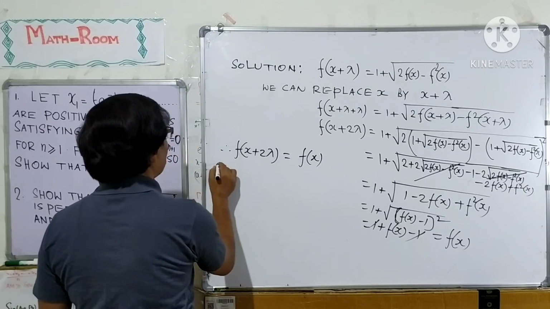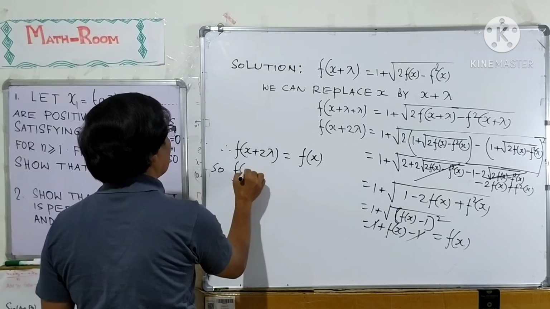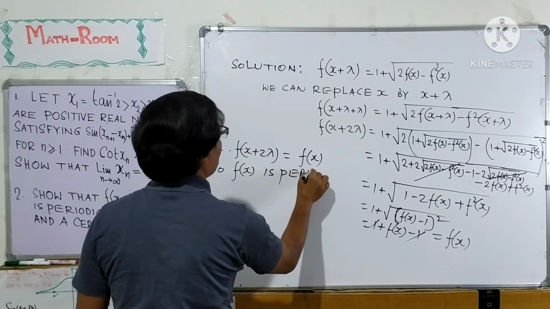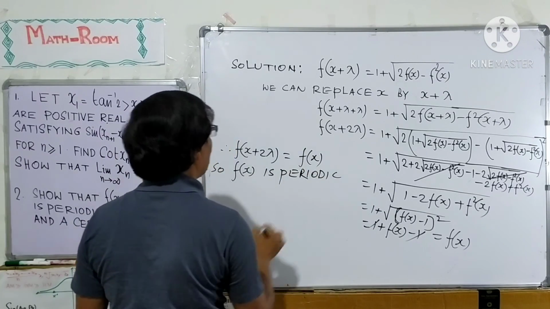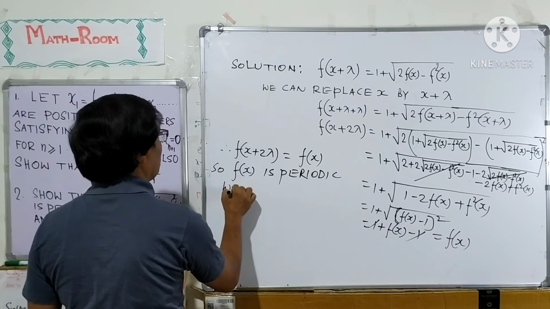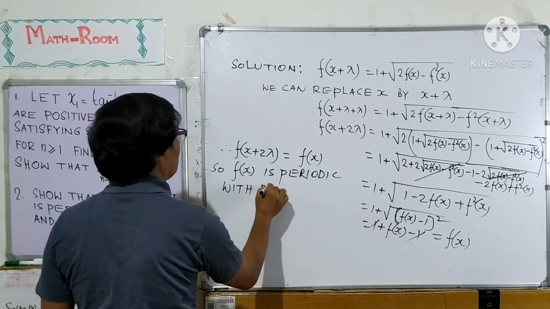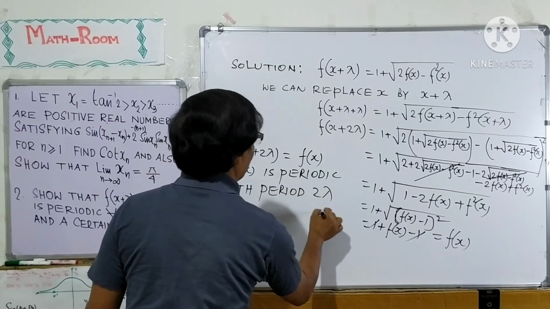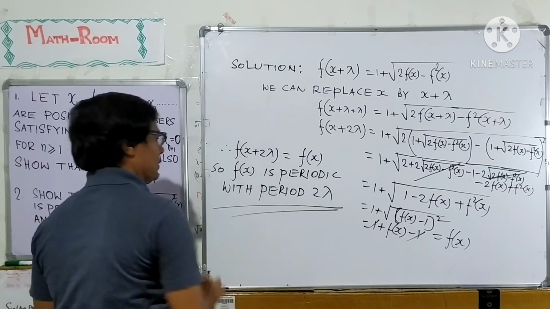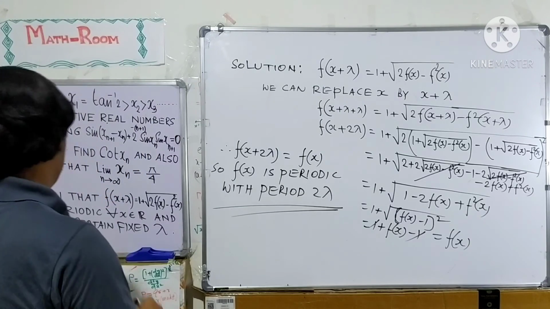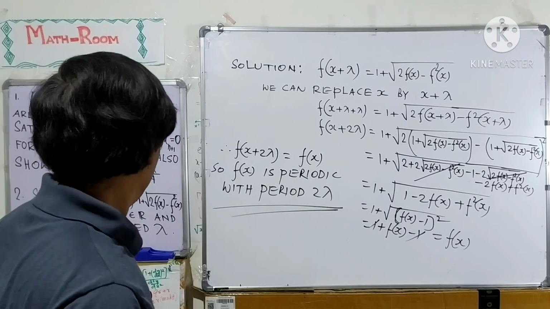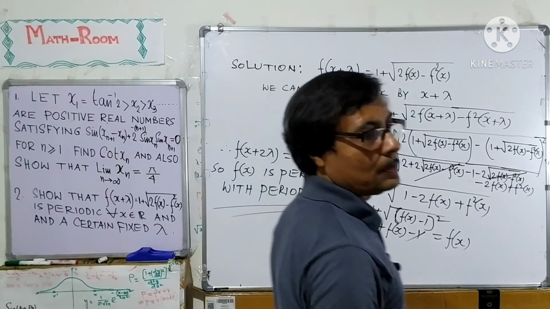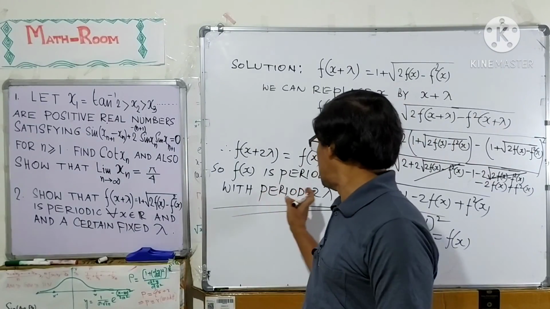So, f x is periodic with period 2 lambda. This is proved. So, we have proved that f of x is a periodic function with period 2 lambda.